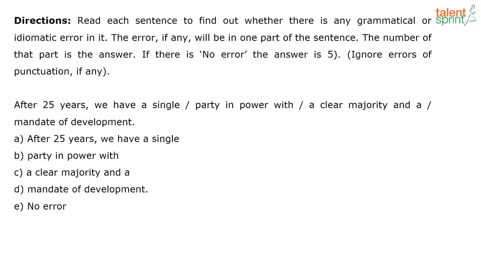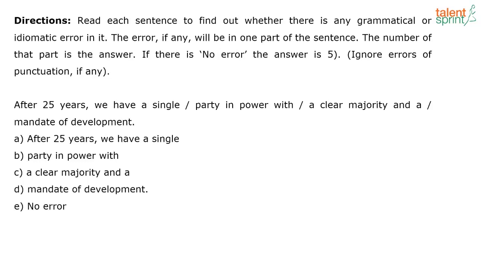After 25 years, we have a single party in power with a clear majority and a mandate of development. Where do you think the error is? 4 parts, A, B, C, D. Let's go quick. Somebody else said B. I thought I saw a B. Okay, so most of you have come back. I see a lot of E's. No error.